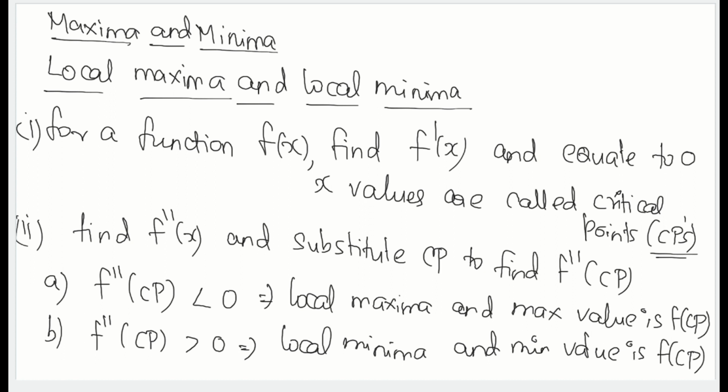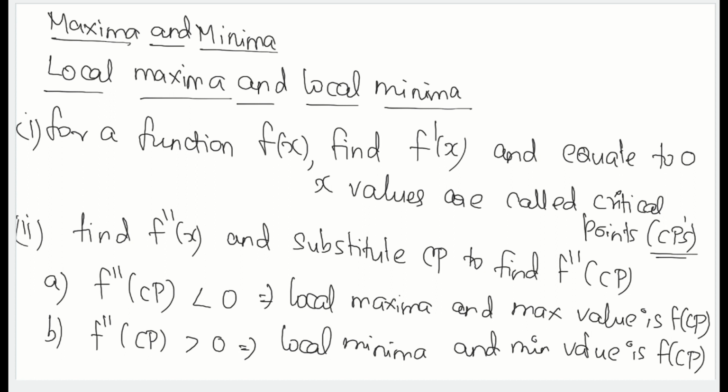So find f double dash of x and substitute the critical points to find f double dash of CP. If you have found that f double dash of CP is less than 0, that means it has a local maxima. That is the conclusion, and the maximum value is f of CP. Again, you will have to go to your question and substitute this value to find the maximum value.